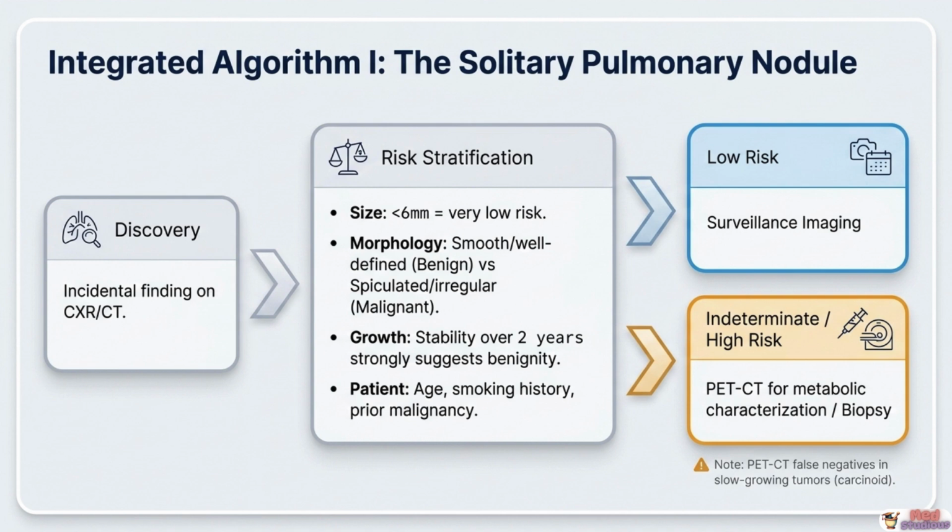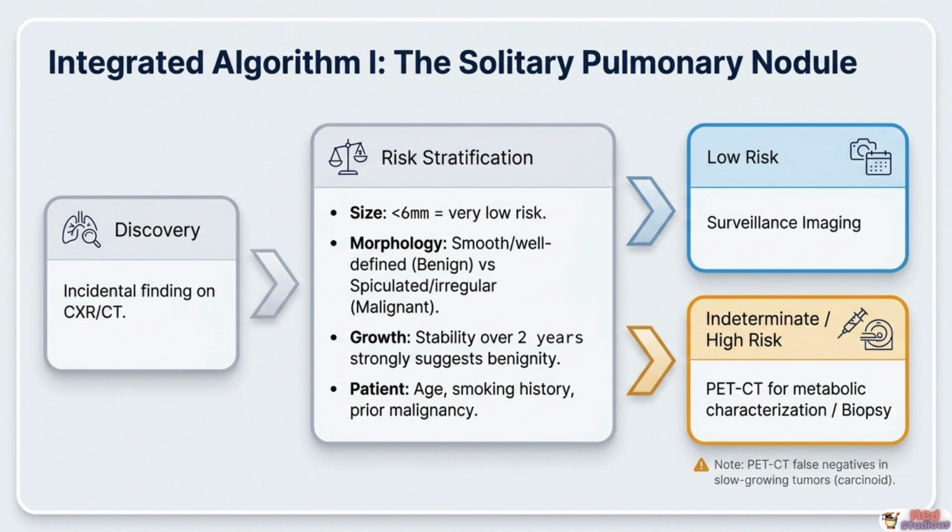Growth pattern provides powerful reassurance when present. Stability over 2 full years on serial imaging strongly suggests benignity, since malignant nodules typically demonstrate measurable growth within this timeframe. Patient-level factors including age, smoking history, and any prior malignancy further refine this risk calculation.